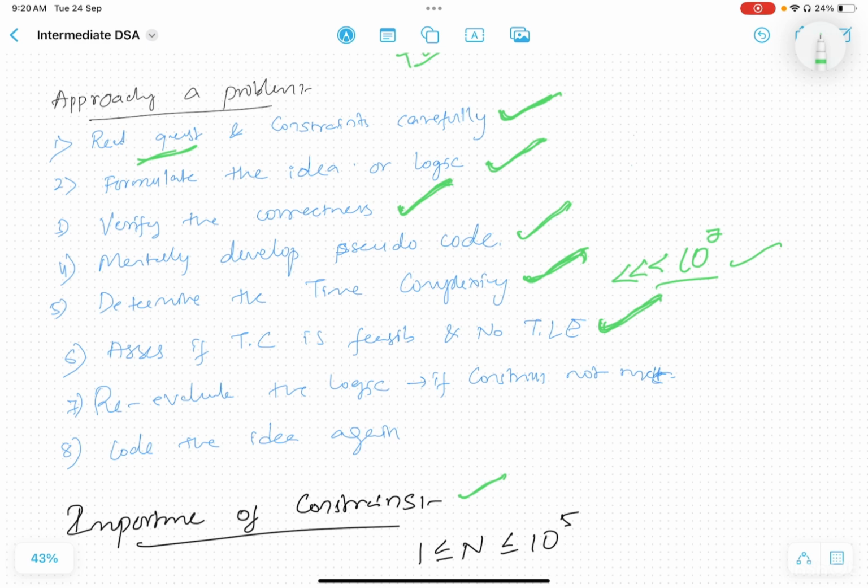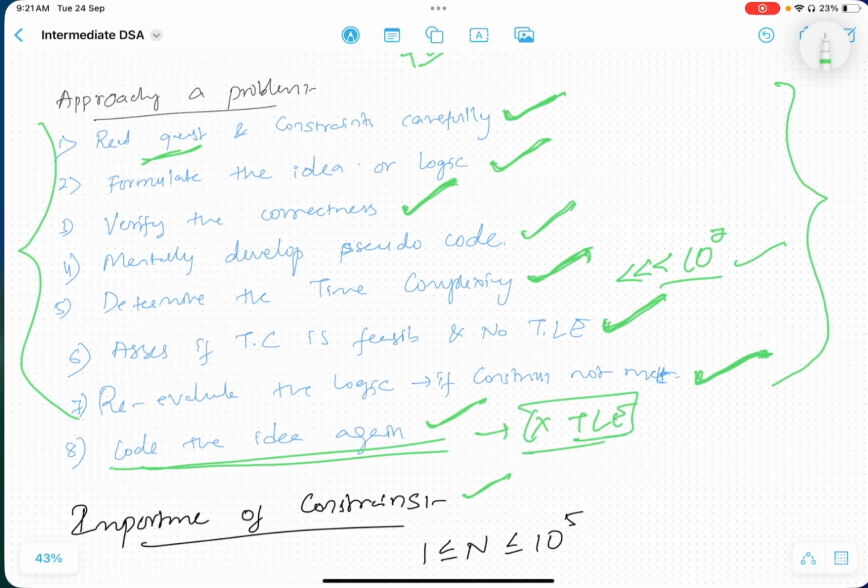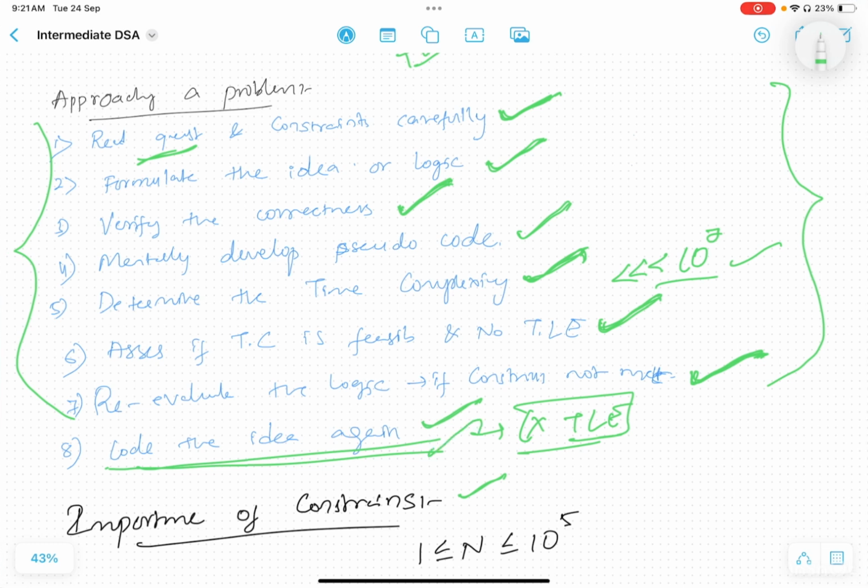Then evaluate your logic, and if constraints are not met, re-evaluate. Once you re-evaluate, you can code again. So coding is my last option. First get some idea whether your approach is working or not, or whether your constraints are met or not, right? If you follow all these steps, you never end up in TLE, right? But your code logic should be good, right?